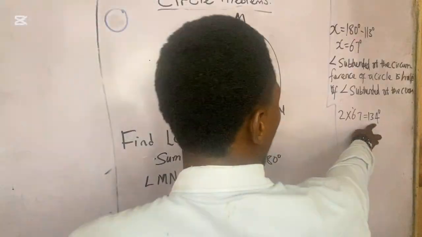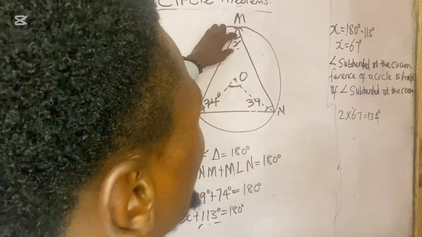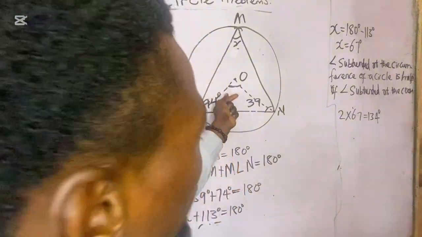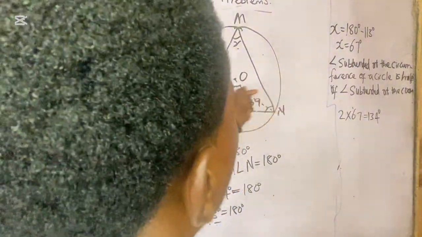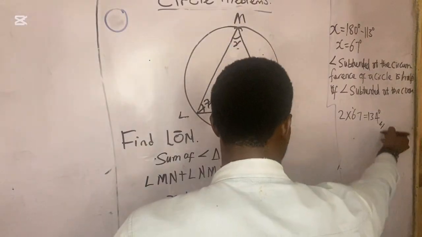Now, what's half of 157? Correct. Or say what? 2 times this one. I will get this one. And 2 times this one is what? 67 times 2, and that's what? 134. And that's actually our answer.